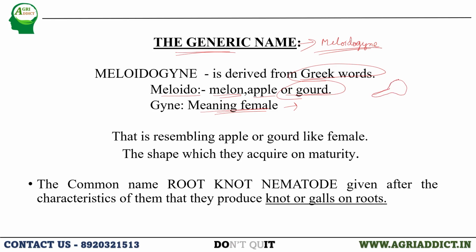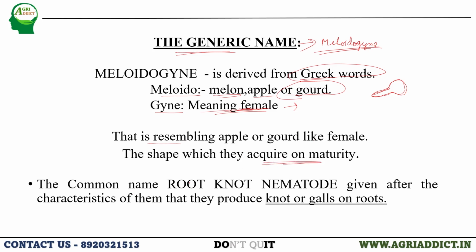You can see in the picture. Only then have they given the name Meloido. And what is gyne? Nothing but female. Female assuming the shape of a melon. That is nothing but Meloidogyne. This is what it means: resembling an apple or gourd-like female, the shape which they acquire on maturity.